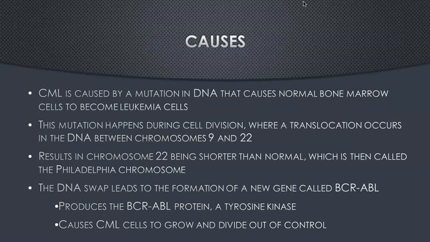CML is caused by a mutation that happens during cell division, and a translocation occurs between chromosomes 9 and 22. So part of those chromosomes get swapped. This leads to chromosome 22 being shorter than normal, and when it's that short version, it's called the Philadelphia chromosome, and that's what is present in most CML patients. The Philadelphia chromosome produces the BCR-ABL gene, which then goes on to produce the BCR-ABL protein, which is a tyrosine kinase, and that specifically is what causes the CML cells to grow and divide out of control.